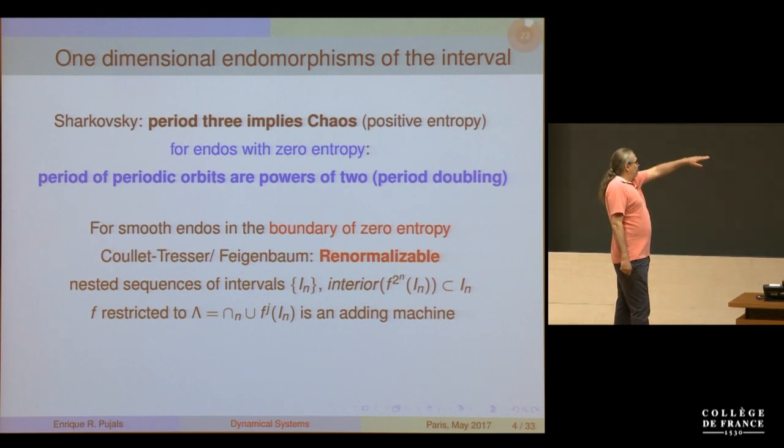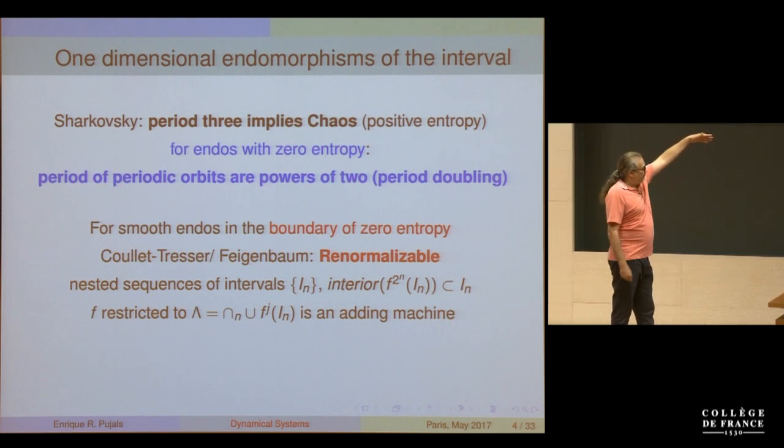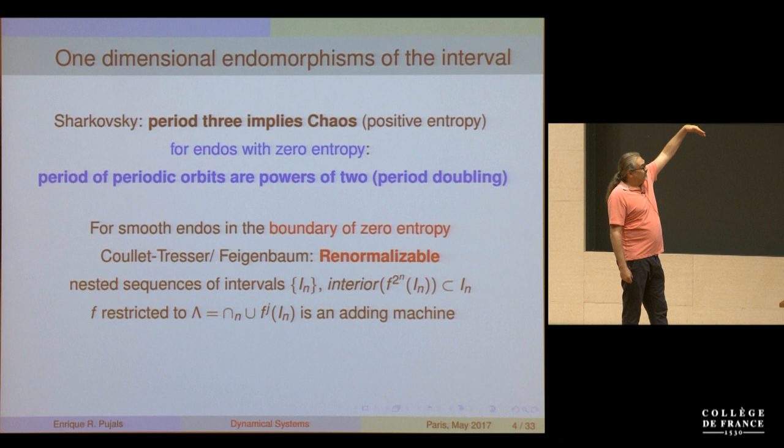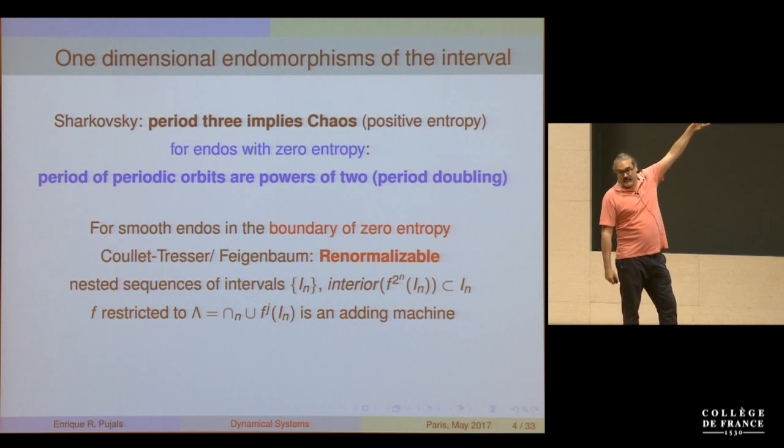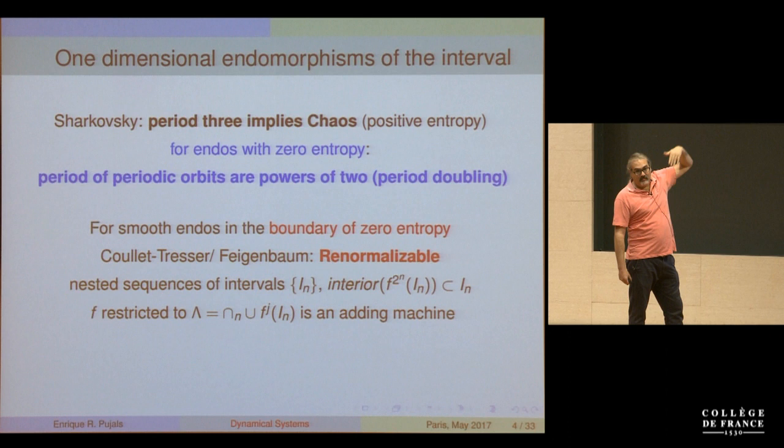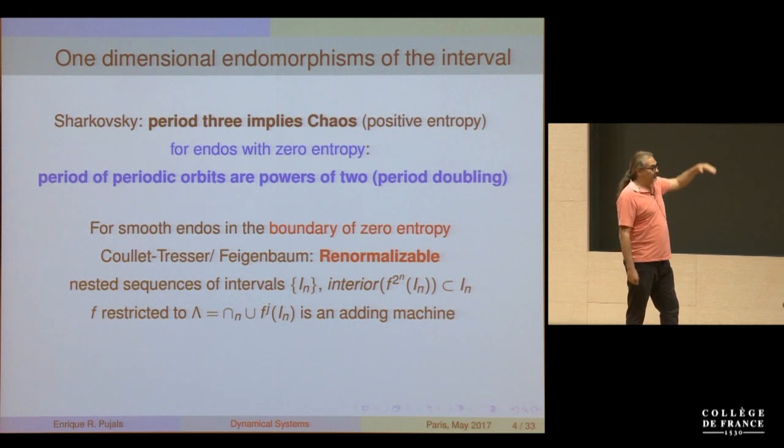Of course, before saying that, what Collet and Tresser prove is much deeper, and in fact, it's not only this. If you have a system with this property, in fact, it is in the boundary of zero entropy. This means that you can produce an infinitesimal perturbation in a way that creates entropy. So it's much, much deeper.